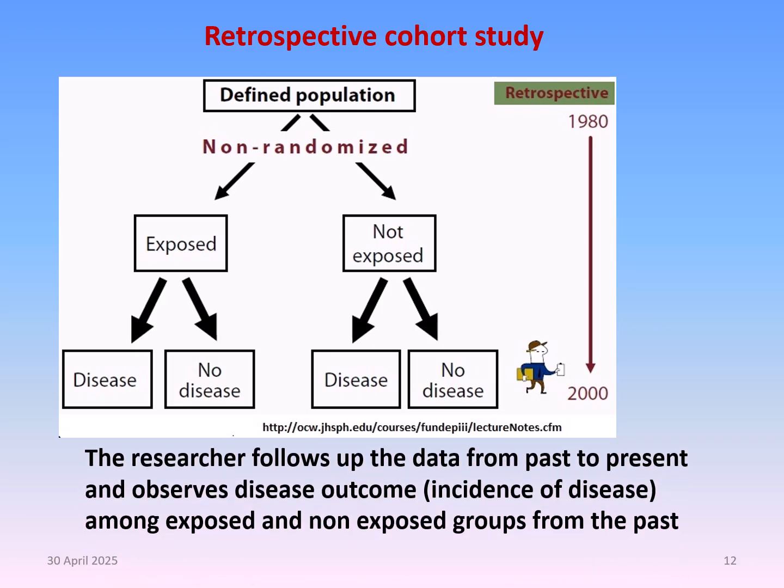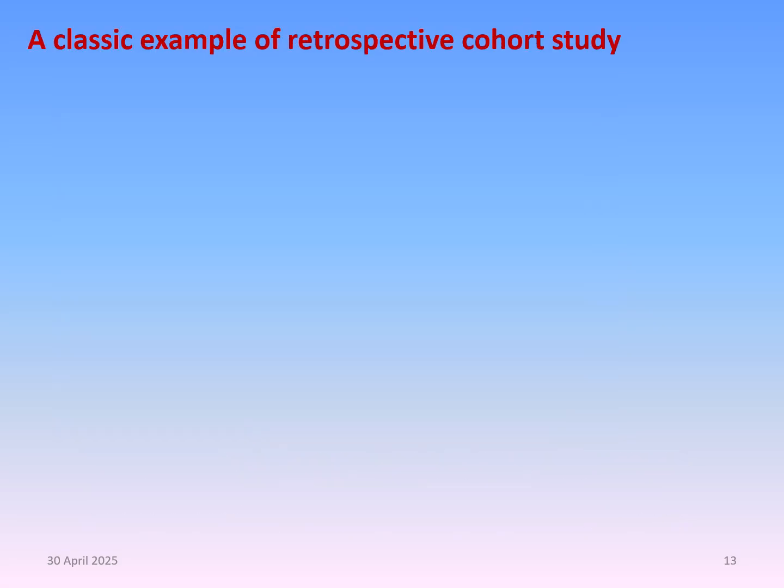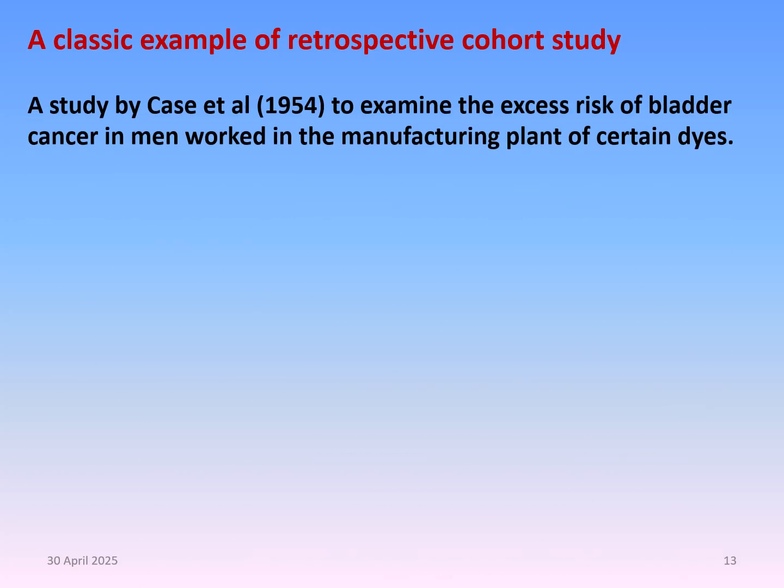The researcher follows up the data from past to present and observes disease outcome among exposed and non-exposed groups from the past. Hope you understood. Now we can go through a classical example of retrospective cohort study. A study done by Case et al. in 1954 to examine the excess risk of bladder cancer among men who worked in a manufacturing plant of certain dyes.